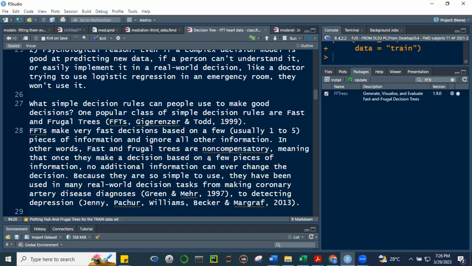Okay? And these attributes are non-compensatory. Ano ibig sabihin ng non-compensatory? Okay, kahit madagdagan pa yung information later on, hindi na mababago yung decision. The advantage of FFTs is that they're very easy to use. Tapos ginamit na siya. No?